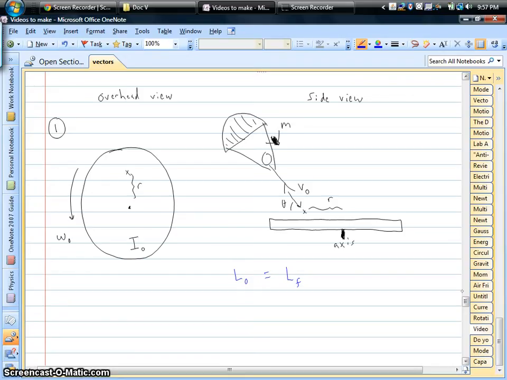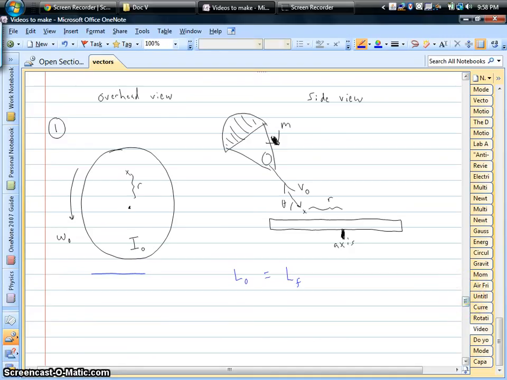Things like this. But here's some weird case where, in this picture over here on the left-hand side, it's an overhead view. We're looking down on this big spinning disk. It has some moment of inertia. It has an initial angular speed. And what we're going to assume is that a skydiver comes out of the air and lands on top of this spinning disk and sticks to it. So we'll consider this to be an inelastic collision.